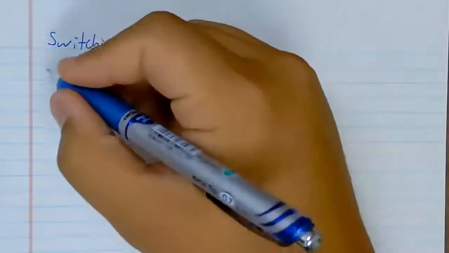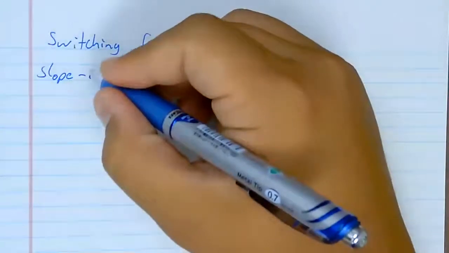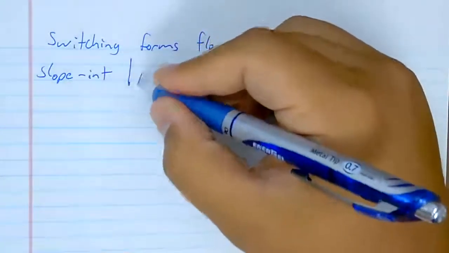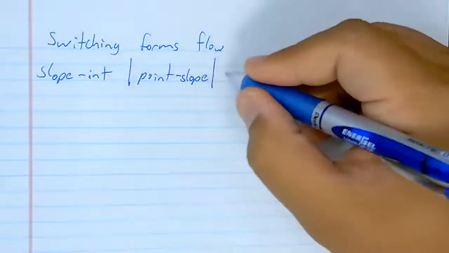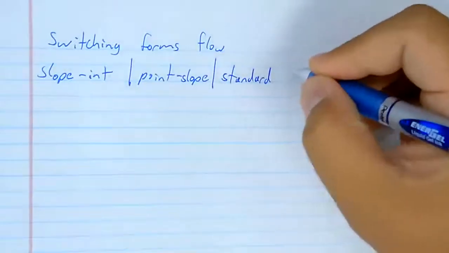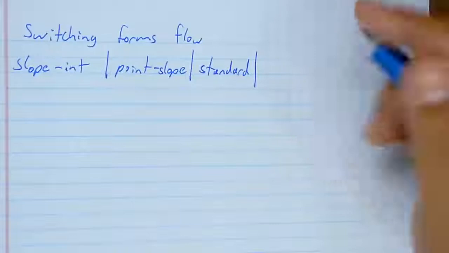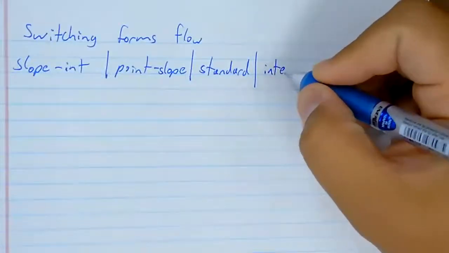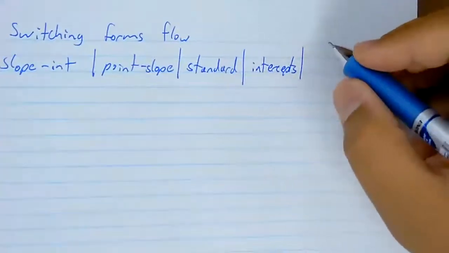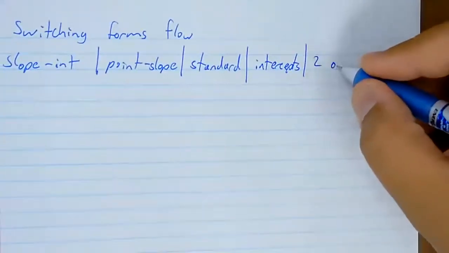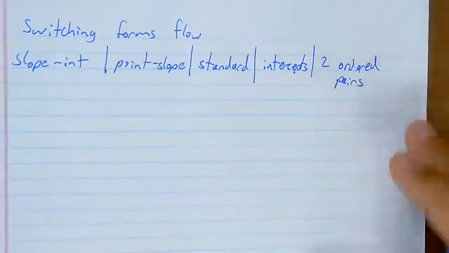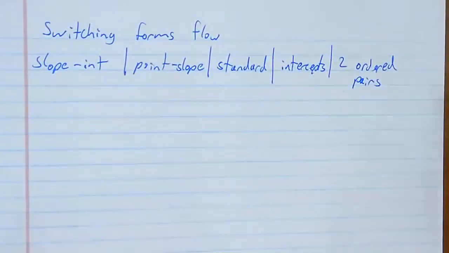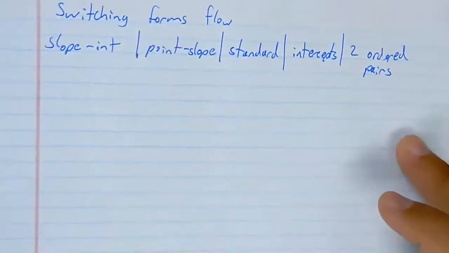First one, we could start with slope-intercept form. We could start with point-slope form. We could start with standard form. We could start with our 2 intercepts. Or we can start with 2 ordered pairs. We're going to learn how to move from one piece of information to the next and what the logical flow of that might be.